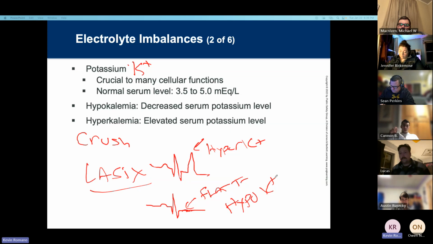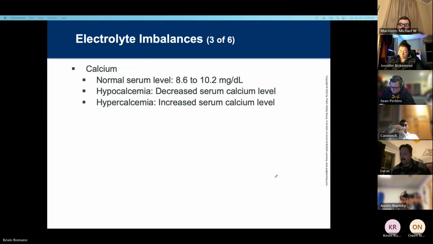All right, the next electrolyte would be calcium. The normal serum level for calcium is 8.6 to 10.2 milligrams per deciliter. Hypocalcemia is a decreased serum level, and hypercalcemia is increased. So let's go over this here. Nearly 98% of the calcium is found in the bones and the teeth. This lends strength and stability to the collagen around the substance that also forms the matrix of the skeletal system. This enters the body through the gastrointestinal tract.